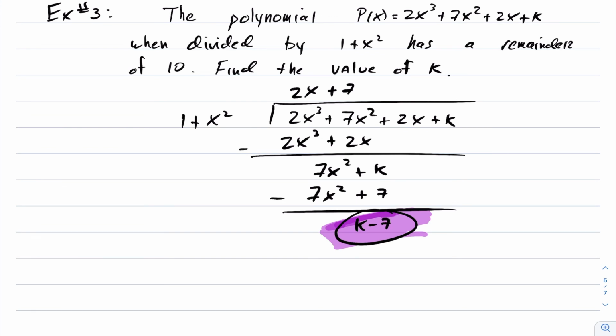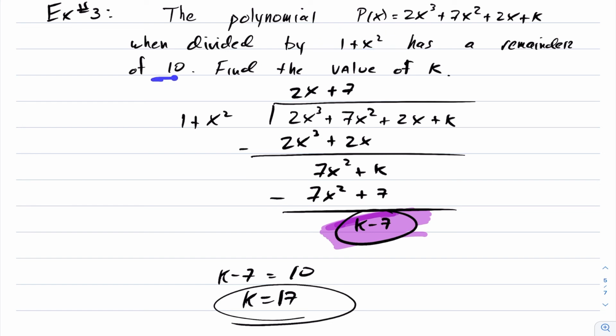So therefore, it must be the case that k minus 7 must equal 10, in which case we get k equals 17. So the polynomial, which when divided by 1 plus x squared yields a remainder of 10, is the polynomial 2x cubed plus 7x squared plus 2x plus 17. So that k value has to be 17.